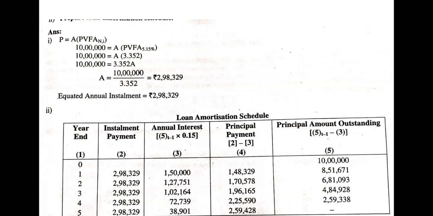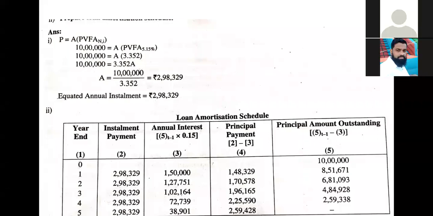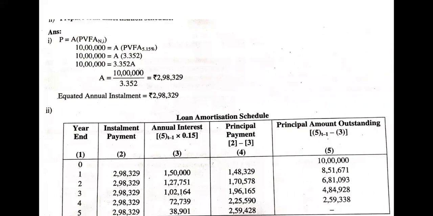Now 10 lakh equals 3.352 A, where A equals 10 lakh divided by 3.352. So you will get the equated annual installment, that is 2,98,329. So this is the equated annual installment. If you divide it by 12, it becomes the equated monthly installment. But in this problem, we require annual installments.